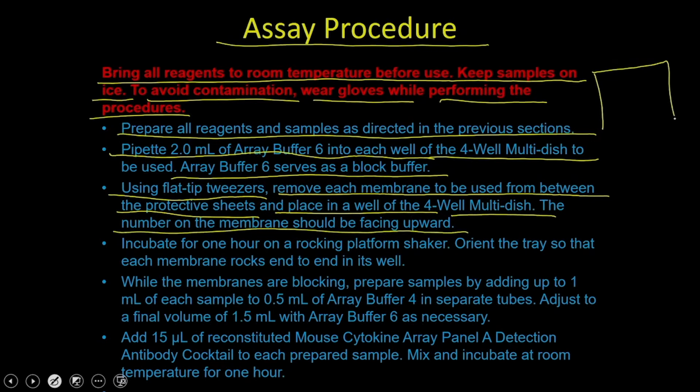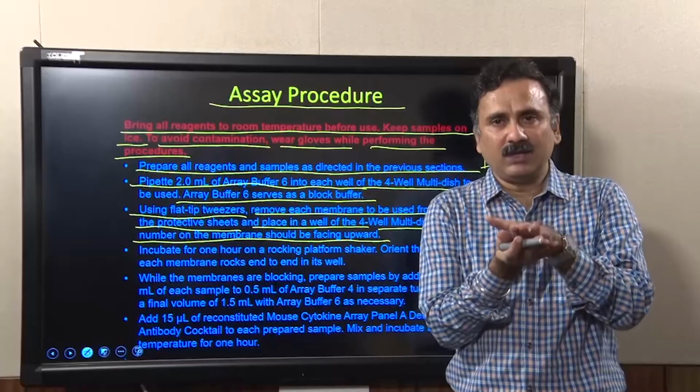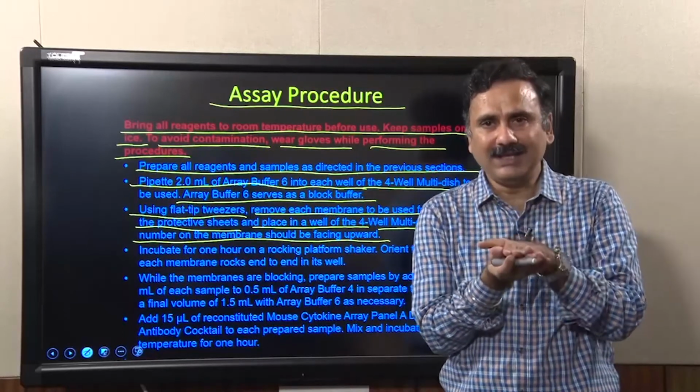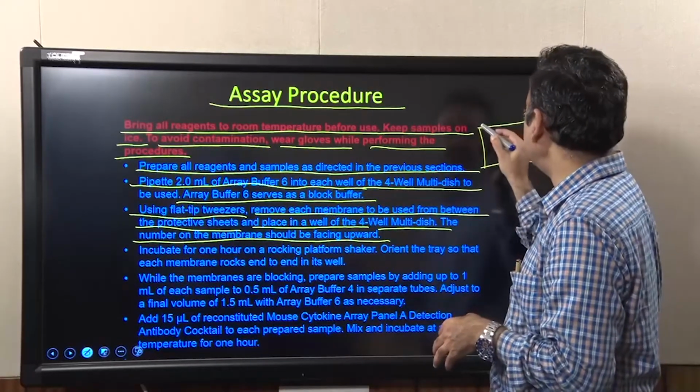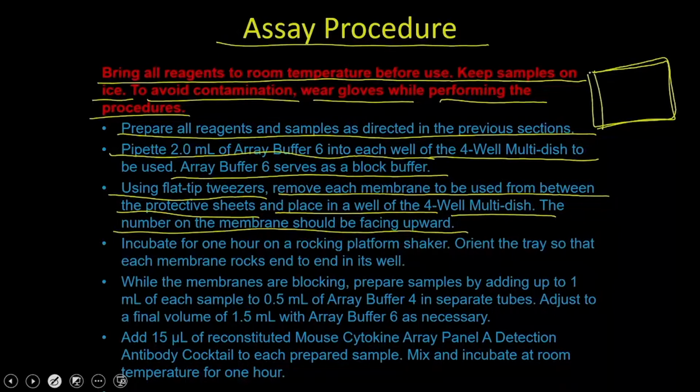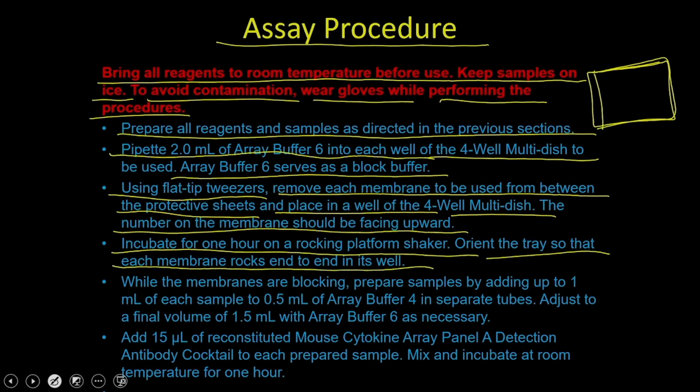The membrane is kept between two sheets of polythene, and that has to be removed. The membrane has some printed material, and that printed material should be facing upward. Then you incubate this with your sample on a rocking platform and orient the tray so that each membrane rocks end to end in its well.